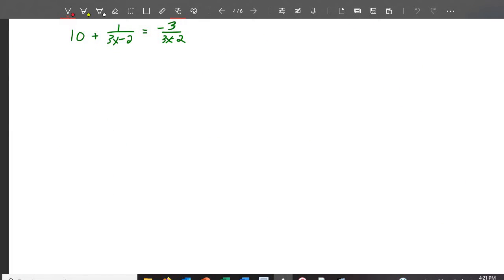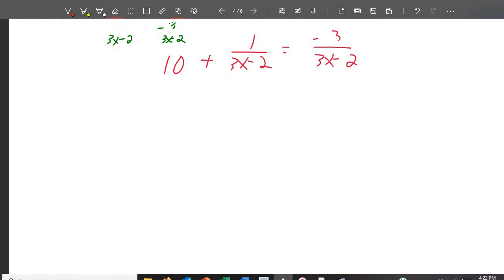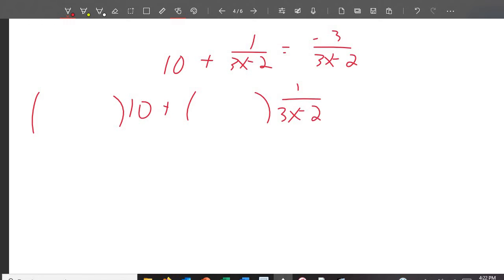Alright, let me rewrite this one. We got 10 plus 1 over 3x minus 2 equals. Now this one's got 3 terms, but it only has 1 denominator. So I'm going to put a parentheses next to everything. But also have to find out what my restriction is. So this one we're going to have to actually solve it. But let me finish writing it out.